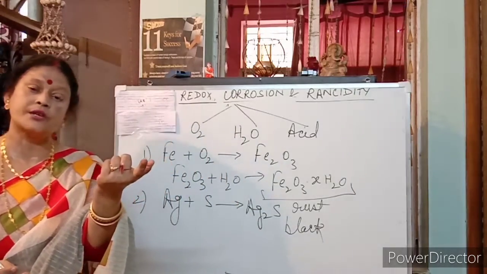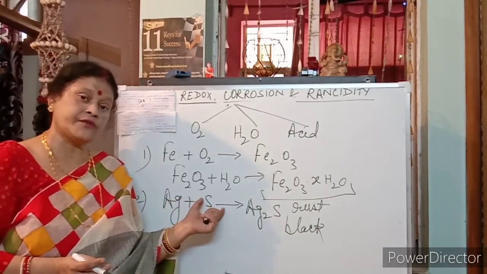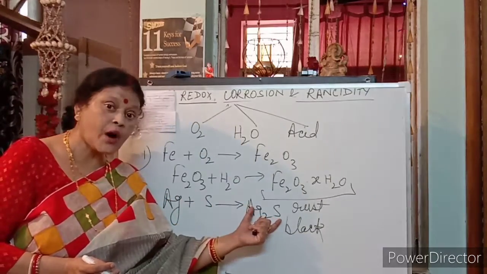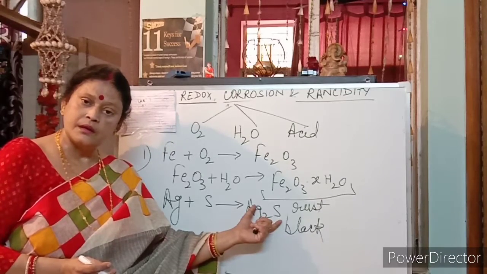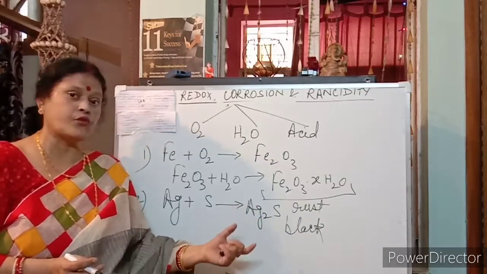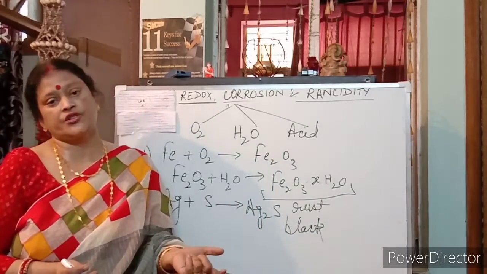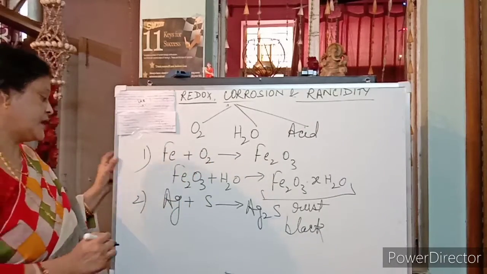Question, 2 marks in your board. An element X reacts with sulfur dioxide of the air to form the compound Y. What might have happened? Yes, corrosion. Clear? The answer is corrosion. And what is the color of Y? That is blackish color. So this is the example of iron, and this is the example of silver.